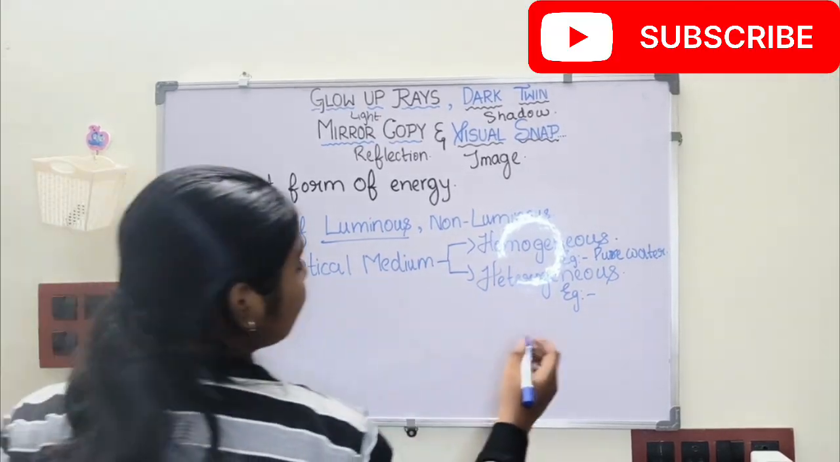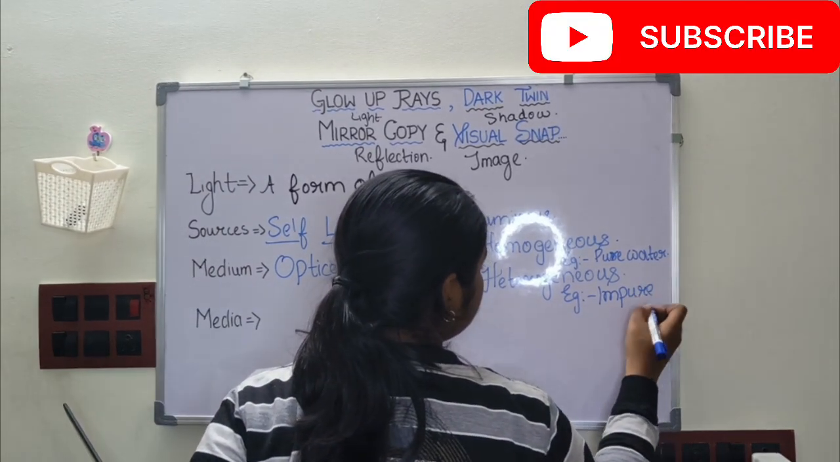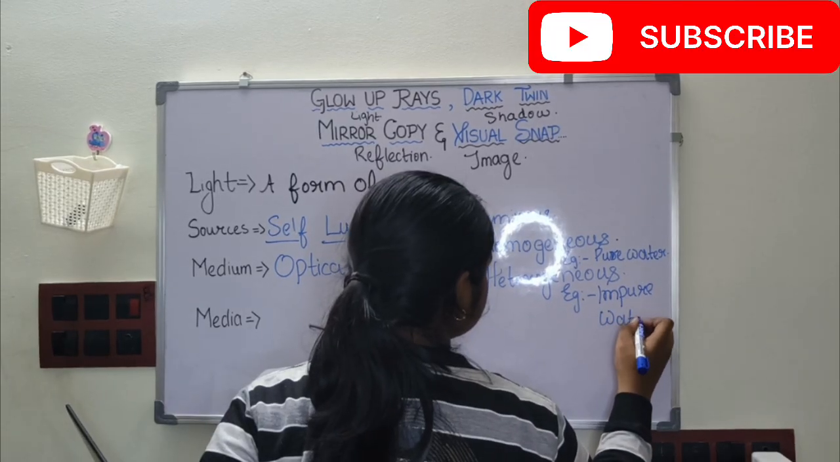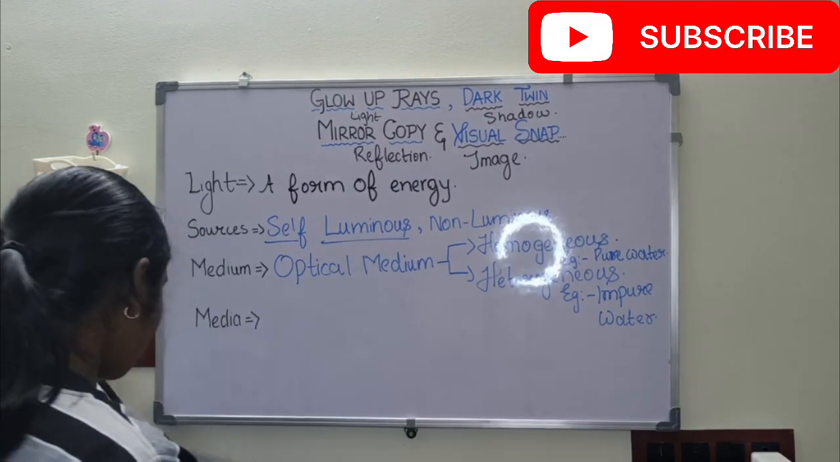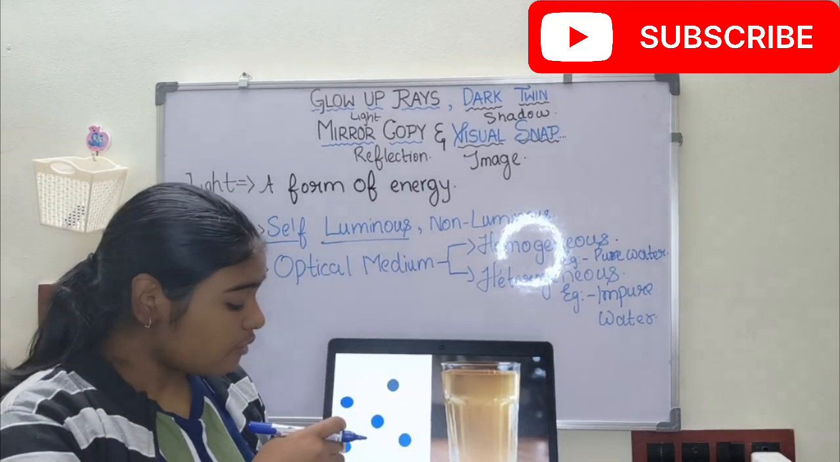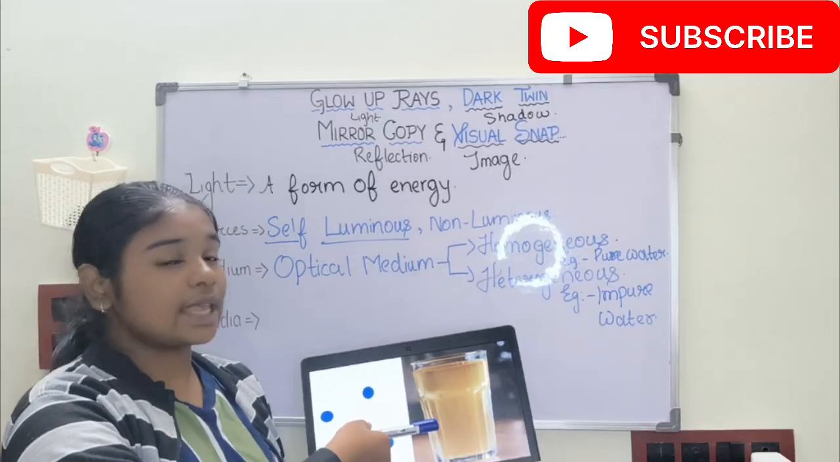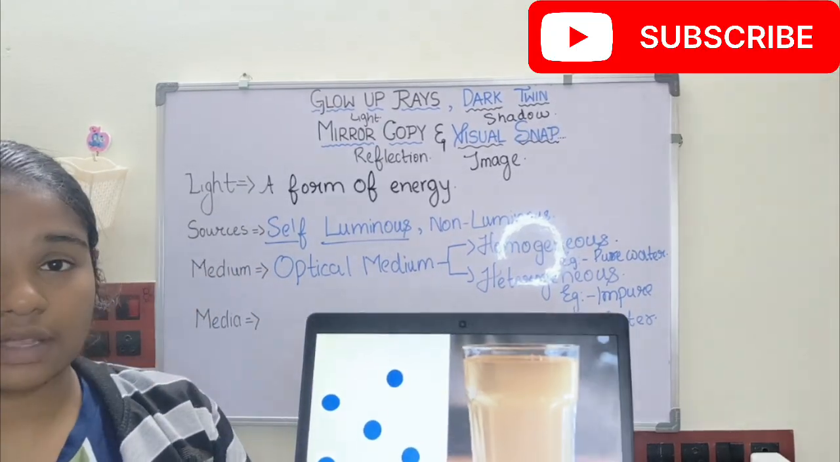While heterogeneous is something where you don't see a uniform composition. For example, you can write impure water. I'm going to show you. So this is a heterogeneous mixture where the composition is not uniformly distributed, and the example is impure water. You can see.